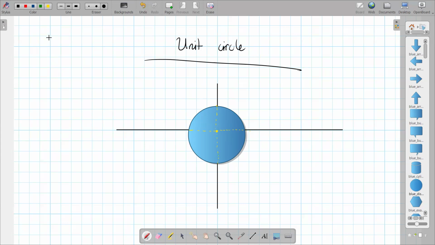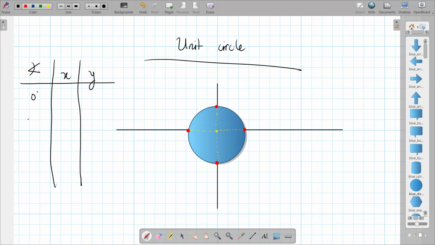There's gonna be 4 values of interest. There's gonna be one here. I'll use a different color. There's gonna be one here at 0 degrees. There's gonna be one here at 90 degrees. There's gonna be one here at 180 degrees. There's gonna be one here at 270 degrees. Let's make a table. 0, 90, 180, 270. At 0 degrees, what's the x value?